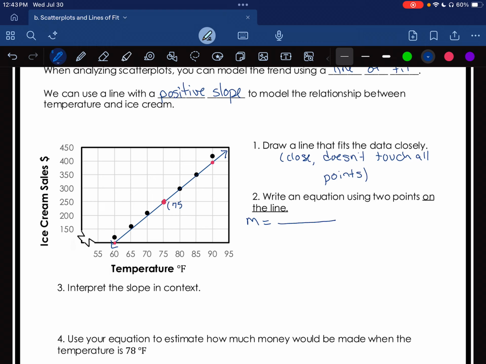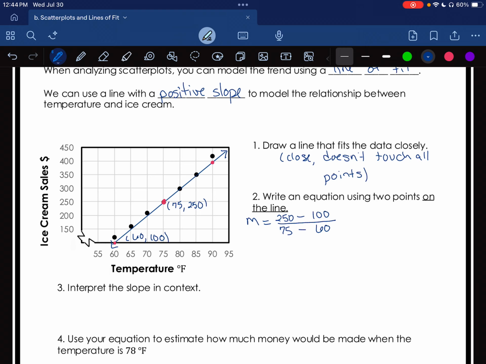Go back and watch my point slope video, if you're like, why is she putting those points in at the same time instead of doing the y minus y and x minus x? Because you'll hear my little spiel about that. Right, so it'll be 150 over 15 or 10. So now we just have to pick a point. I'll just pick 75, 250 to plug into my equation. So y minus 250 is equal to 10 times x minus 75.